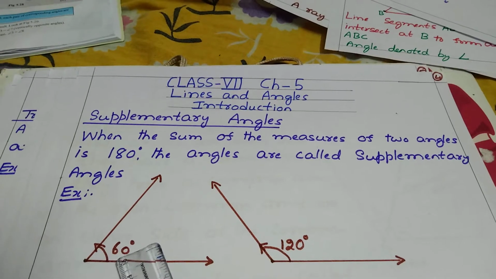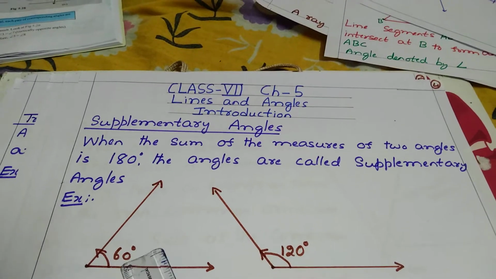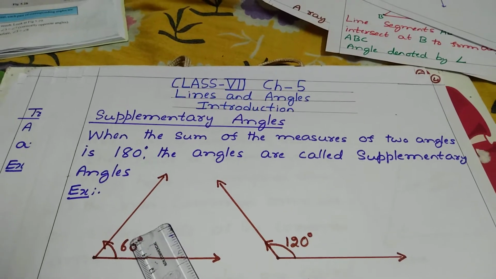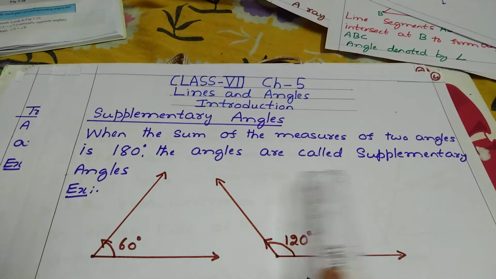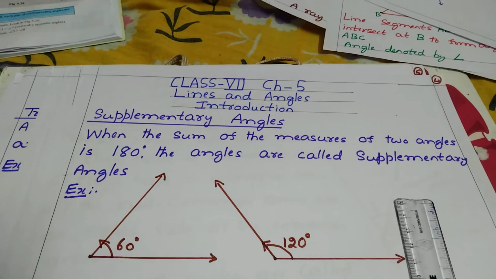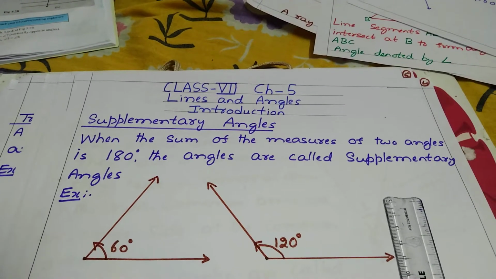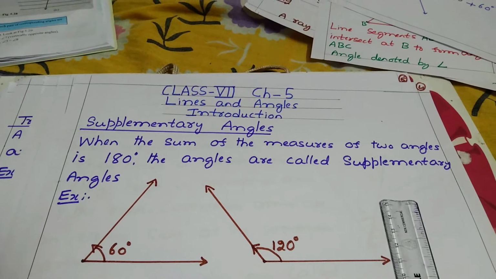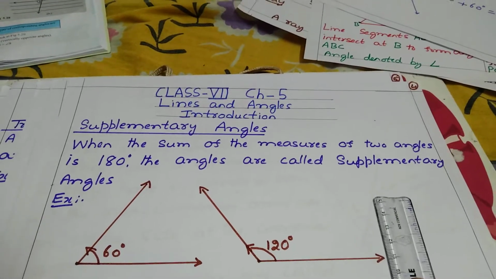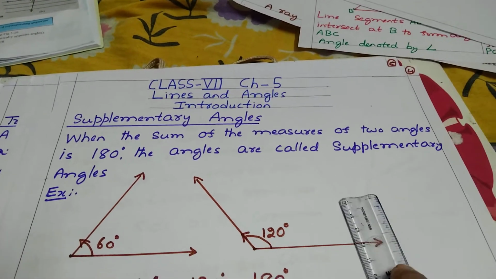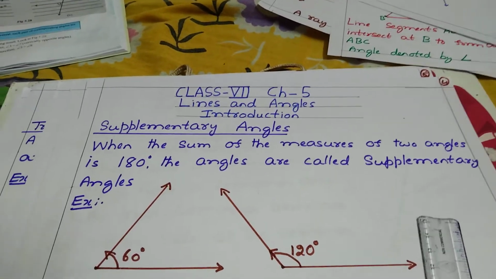So you already learned last year that there are types of angles. Acute angle, that is less than 90 degrees, and obtuse angle, more than 90 degrees and less than 180 degrees, and right angle, equal to 90 degrees, and straight angle, equal to 180 degrees, and reflex angle, more than 180 degrees and less than 360 degrees, like that.